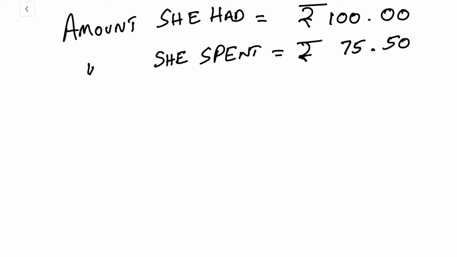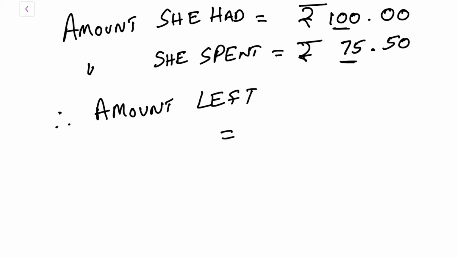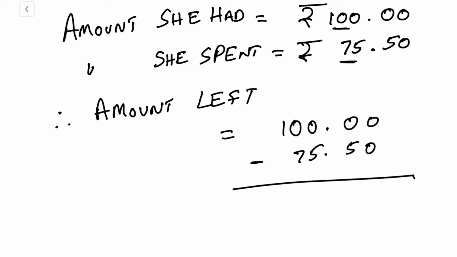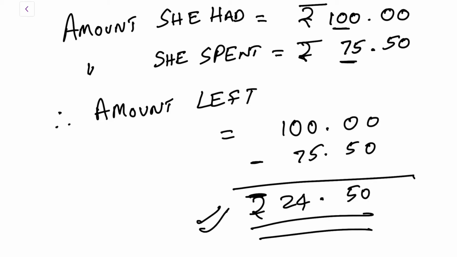Now they are asking what is the money that is left with her. So she had 100 rupees, she spent 75 rupees. So what is the money left? That's right, we do the subtraction. Therefore, amount left will be amount she had, that is 100 rupees, minus amount she spent. If you do 100 minus 75.50, you get the answer as 24 rupees 50 paise, or 24.50. This is the amount that is left with her.